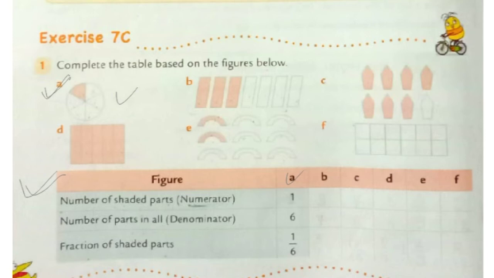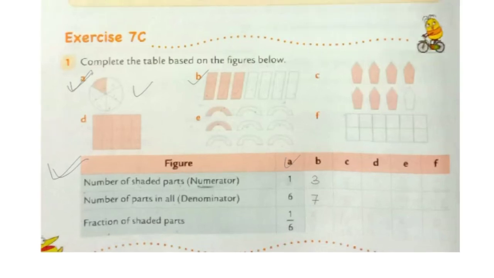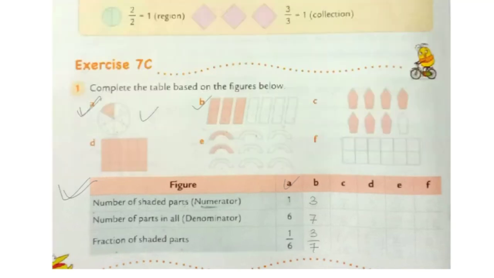Okay, now we'll do number B. Number of shaded parts. As we can see, how many portions are shaded? 3. So write here 3. Now the next is number of parts in all. How many parts in all are there? Yes, 7. Now, what will be the fraction of the shaded part? It is 3/7. Got it? So like this, you will do for the rest.